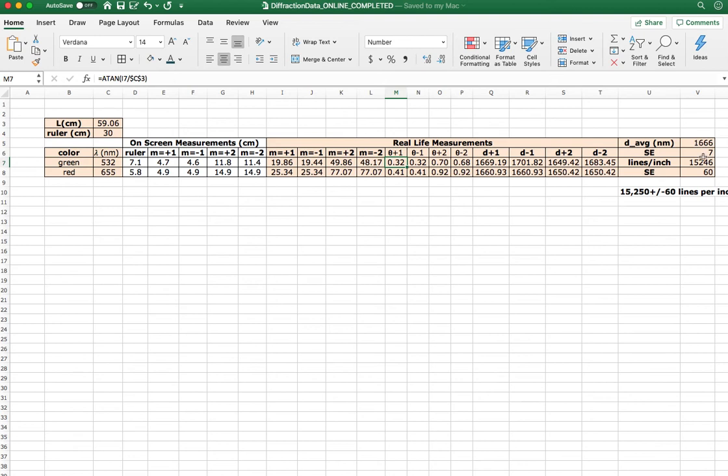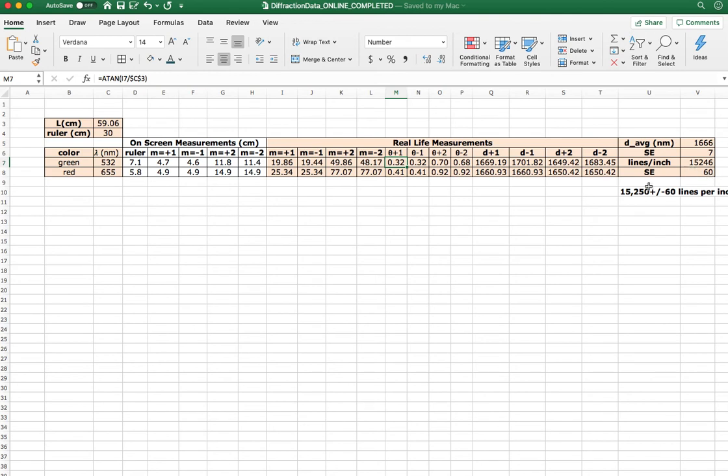And then completing the investigation here, we take the d average and convert it into lines per inch. So if the slit spacing is 1,666 nanometers, then that means there are 15,246 lines per inch. And then the standard error in that value is based on the standard error in this value. They should have the same percent error.